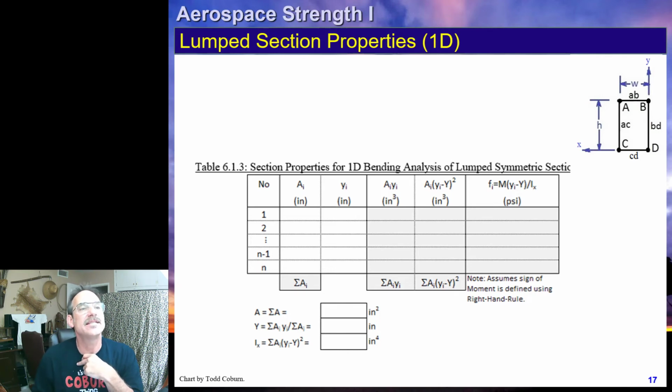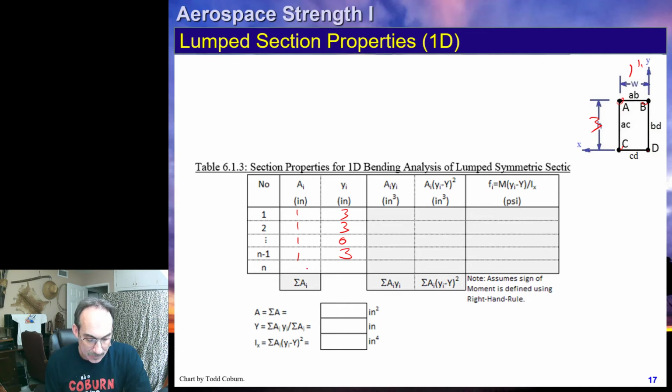So in this particular case, let's say this W is 1 inch and this height is 3 inches, then that means we've got 4 lumped areas and we're going to ignore our webs. That means let's say all of our areas are 1 square inch, so that would be 1, 1, 1, 1. And then our position of element A is at 0, 3. B is at 1, 3. C is going to be 0, 0, and D will be at 1 inch, 0.